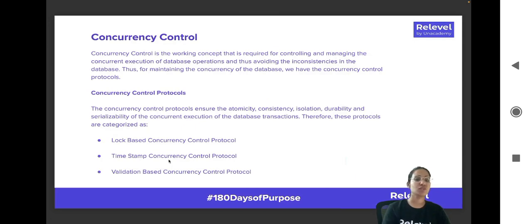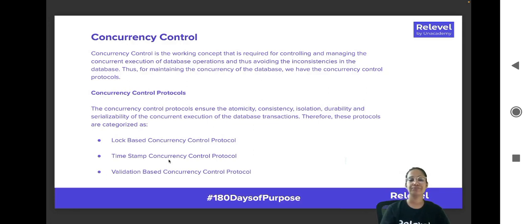Okay. So what is concurrency control now? Concurrency control is basically the mechanism required for controlling and managing concurrent transactions of a database, and thus, in the end, avoiding inconsistencies in the database altogether. For maintaining concurrency, we have different protocols. We don't have to go through all these protocols, they're out of scope for this particular course, but I'm still introducing at least the names so that you know them.